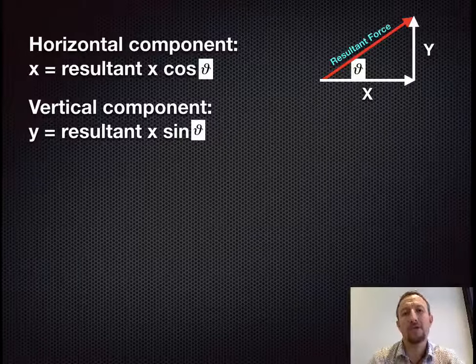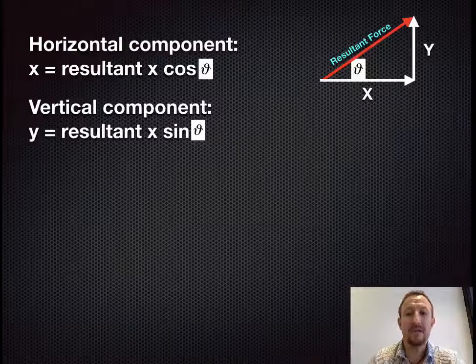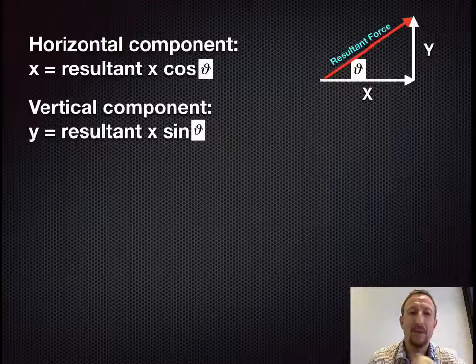To work out the horizontal component, it's going to be the resultant multiplied by cos theta. Theta is the angle on the left hand side, so I've got the adjacent and the hypotenuse. Adjacent over hypotenuse is cosine, so resultant times cos theta will give me the x, the horizontal force component. For the vertical component, I've got the resultant times sine theta. So y will be the opposite, with the resultant force being the hypotenuse. Opposite over hypotenuse is sine, so resultant times sine theta.